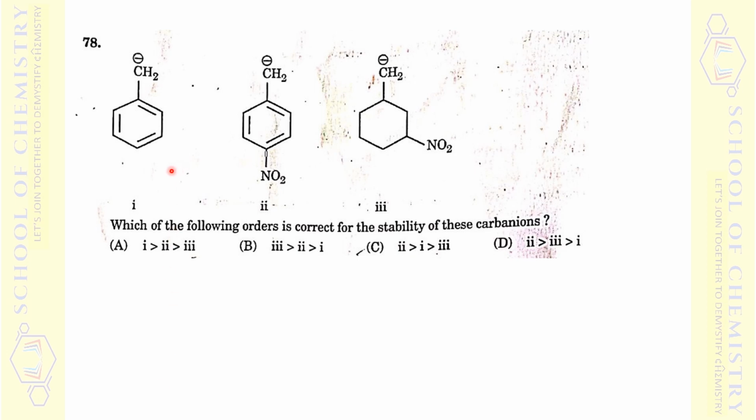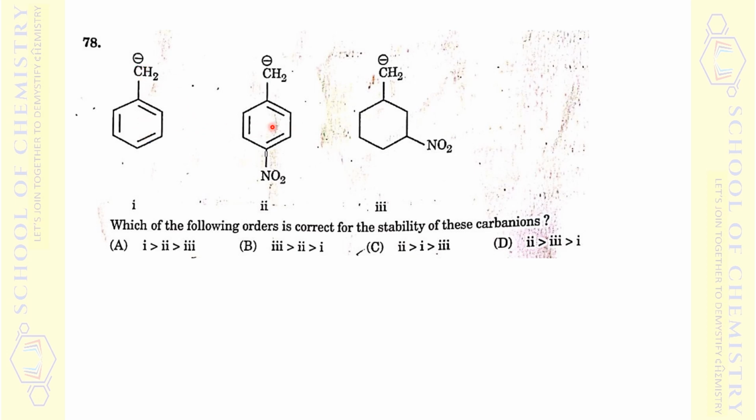This is also a simple question. It's about the stability of carbanions. So three carbanions they have given, and they have asked the stability order. First thing is that if you look at this one, this is not an aromatic system. So therefore, even if a nitro group is present, delocalization of this minus charge will not be possible. In these two, because these are aromatic systems, delocalization will be possible.